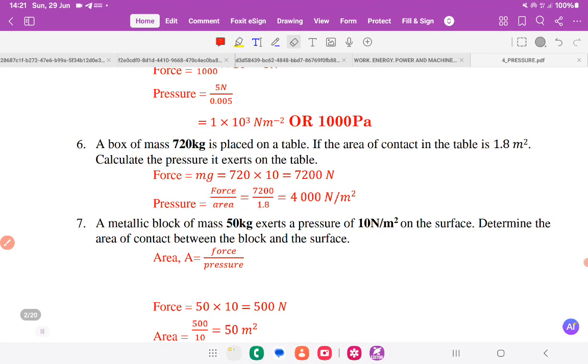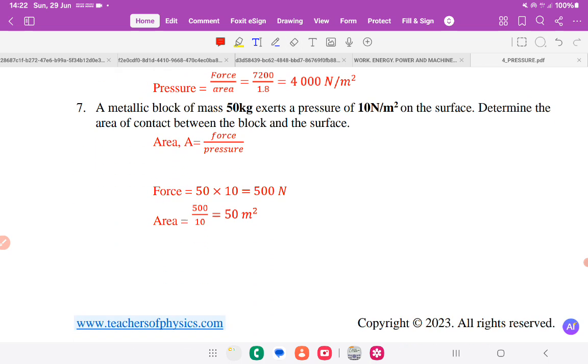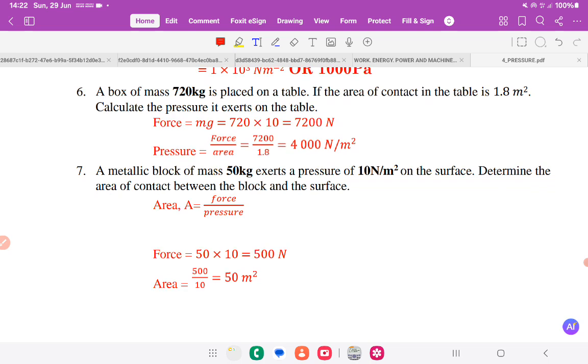All right. Question number 7. You are told that a metallic block of mass 50 kgs exerts a pressure of 10 newtons per square meter on the surface. Determine the area of contact between the block and the surface.